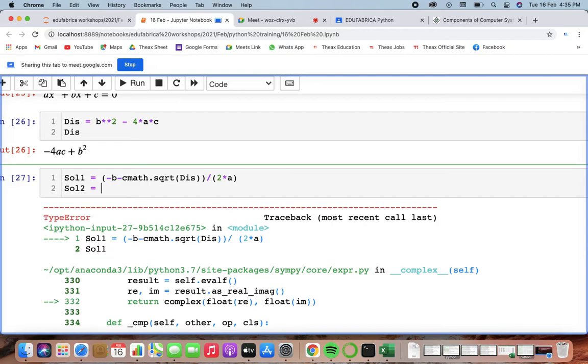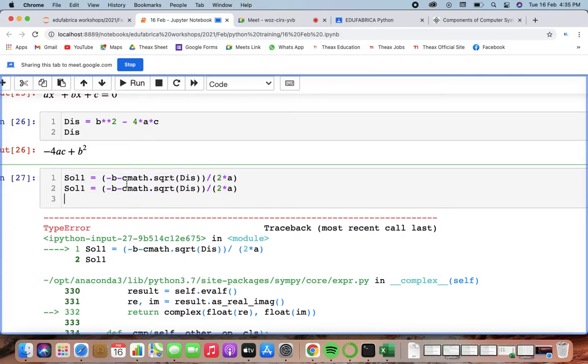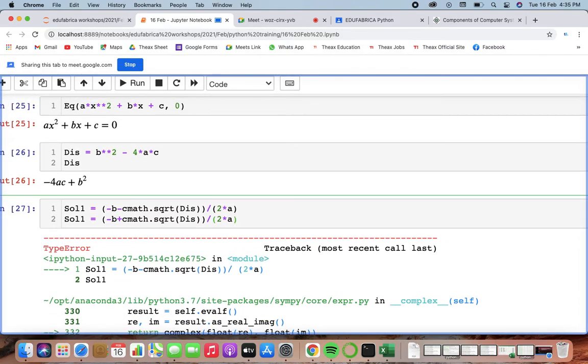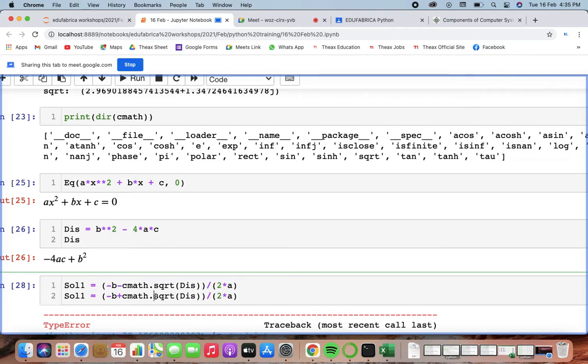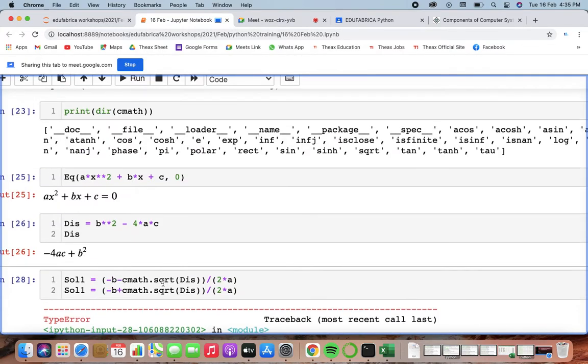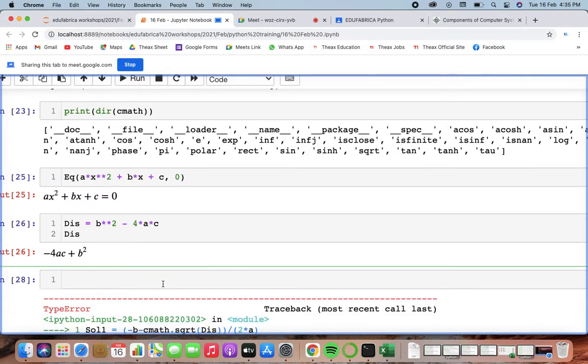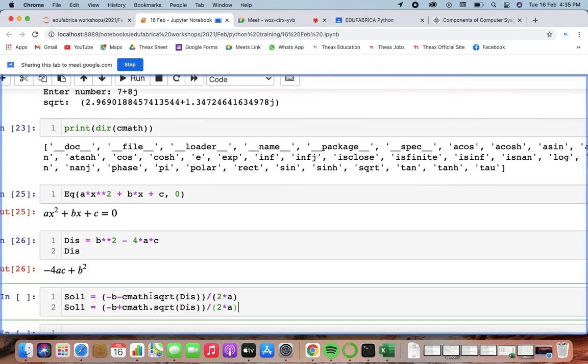Let's say solve 2 is equal to this, and here we'll be using plus. Minus b plus cmath square root of the discriminant value divided by 2a. Now let's say this is done. It's an error as such, because no values have been given, so it's causing an error.